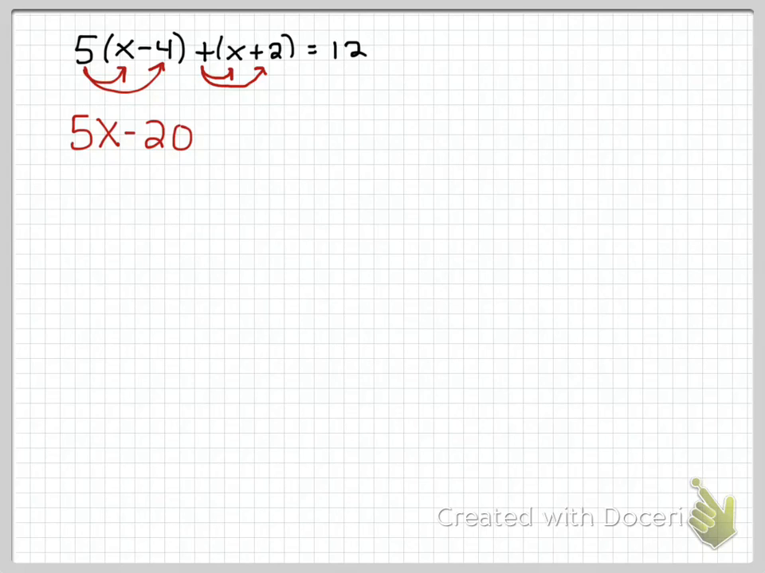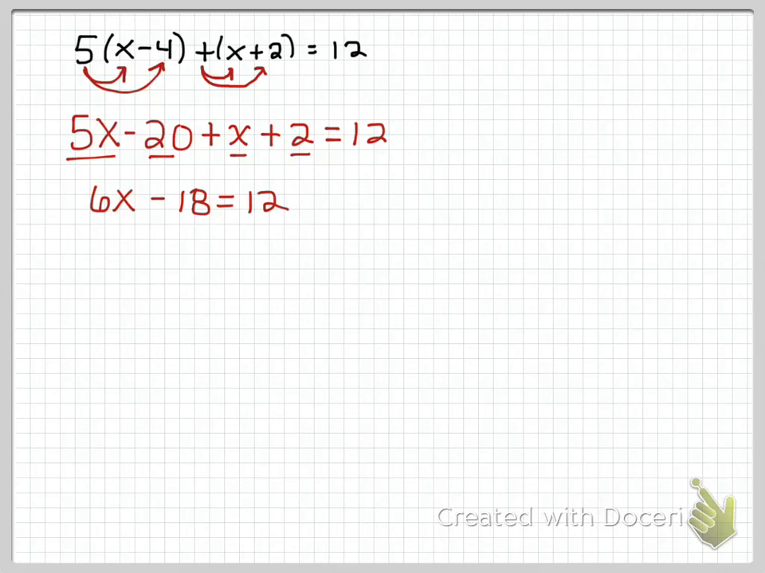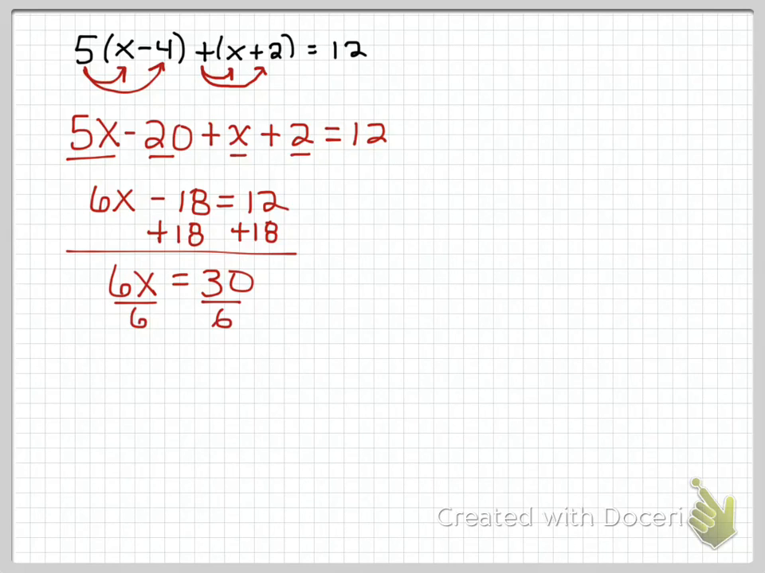So plus x plus 2 equals 12. At this time I can simplify, so I can put my 5x and my x together, so that would be 6x, and put my negative 20 and my 2 together, that's going to be negative 18. That's going to equal 12. If I add 18 to both sides, then I'm going to have 6x equals 30. Divide each side by 6, so x is equal to 5.